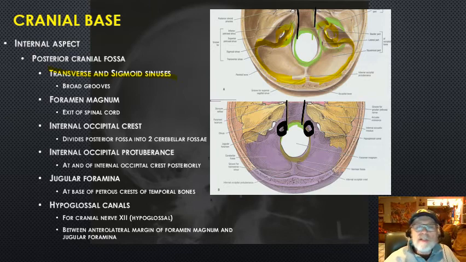Okay, so basically that's what we see in that posterior cranial fossa. And that posterior cranial fossa contains that cerebellum, the large portion in the back. Cerebellum is going to be really important. We'll talk more about that when we get to the nervous system. And the cerebellum is really important because it's involved in things like balance, coordination, and stuff like that. Okay, more than anything else. Okay, so that's the posterior cranial fossa.